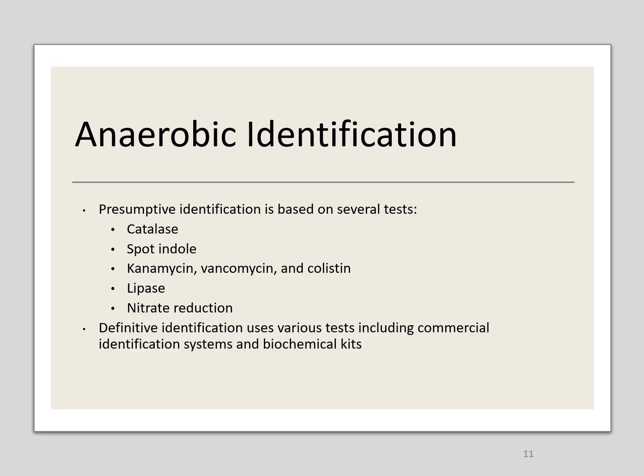To identify these organisms, some of them can be identified based on presumptive identification using some of your spot testing, like your catalase, spot indole, as well as the antibiotic testing, lipase, and nitrate reduction. And then a definitive identification can be done after using other techniques, including commercial identification systems or biochemical kits.